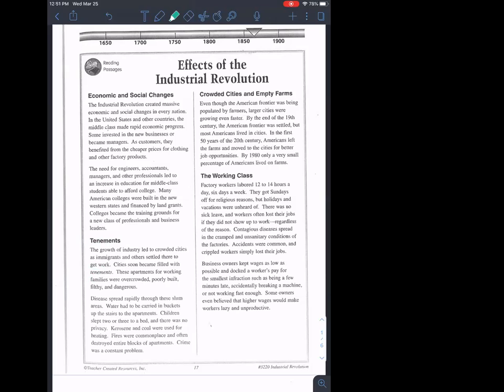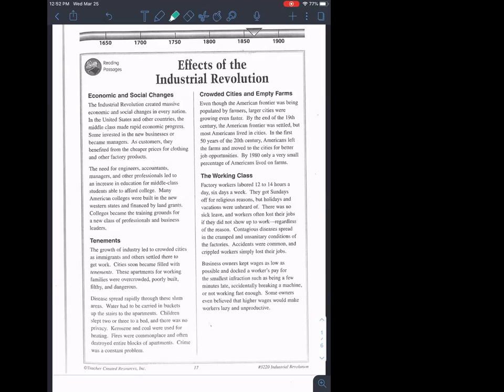Disease spread rapidly through these slum areas. Water had to be carried in buckets up the stairs to the apartments. Children slept 2 or 3 to a bed, and there was no privacy. Kerosene and coal were used for heating. Fires were commonplace and often destroyed entire blocks of apartments. Crime was a constant problem.